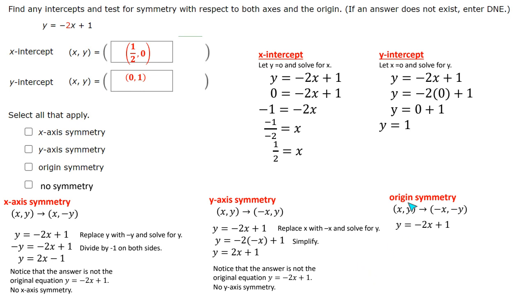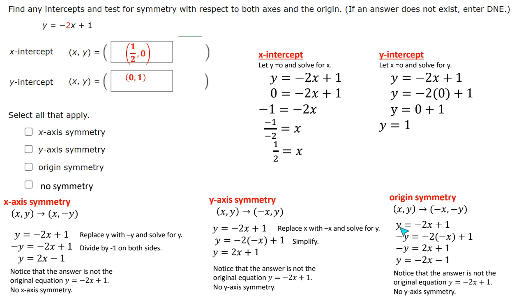And then for the origin, we would have to change the x and the y. So here we have a negative x and a negative y. In the original equation, this y will become a negative y, and this x will become a negative x. If we simplify, negative times negative is positive 2x plus 1. And then we divide by negative on both sides. So we end up with y equals -2x minus 1. Again, this last equation is not the same as the first equation. So there's no symmetry on the origin. Okay.